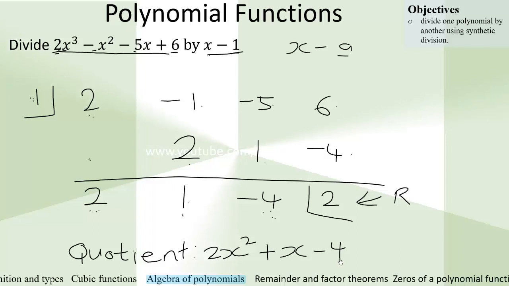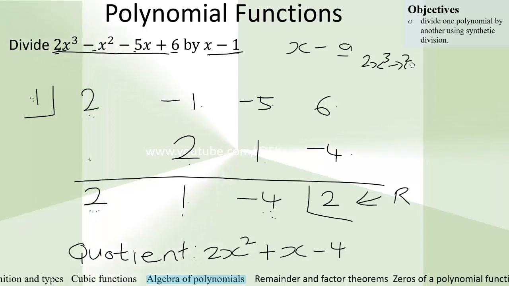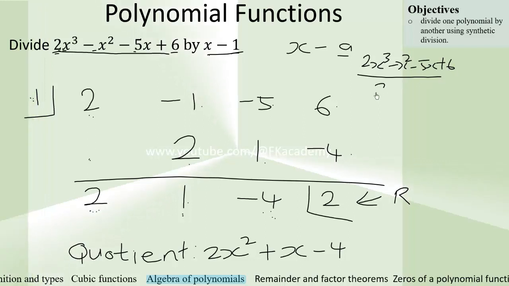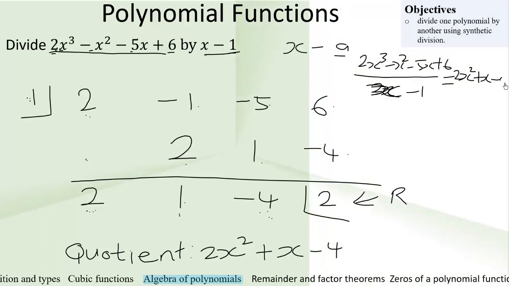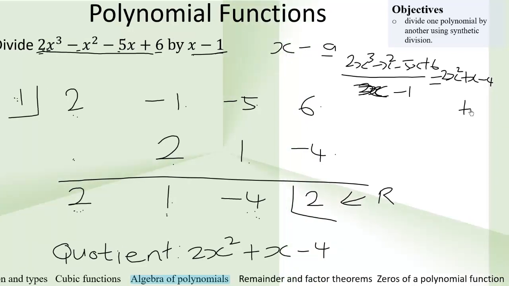So it means that when you divide 2x cubed minus x squared minus 5x plus 6 by x minus 1, the result is 2x squared plus x minus 4 plus the remainder, which is 2 over x minus 1, which is the divisor.